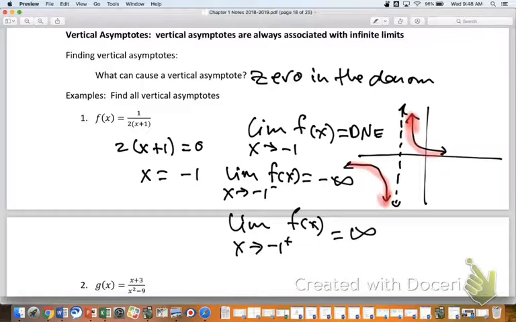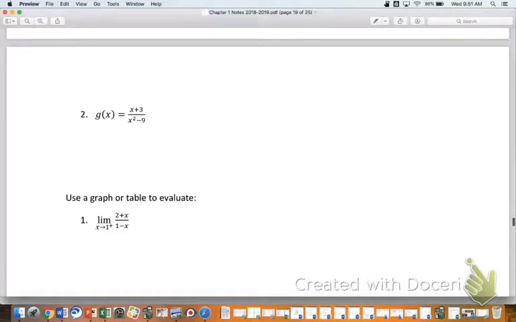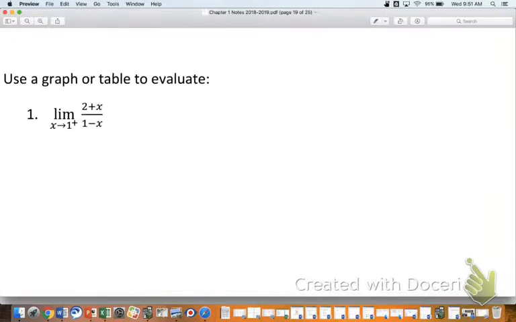Any questions? Okay, so earlier I asked, what can cause a vertical asymptote? We said, hey, maybe a 0 in the denominator. I said that there were exceptions to that, and I want to show you an exception, and that is example number 2. And once we do example number 2, I'm going to turn you guys loose and let you just do a few examples on your own. So here is number 2.